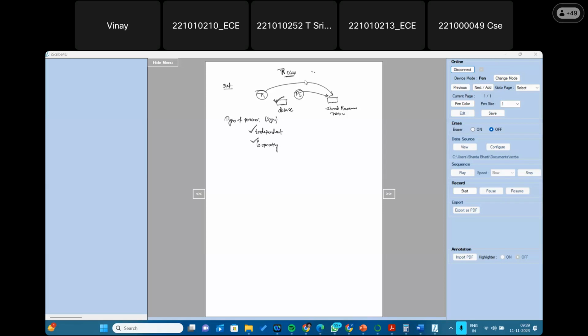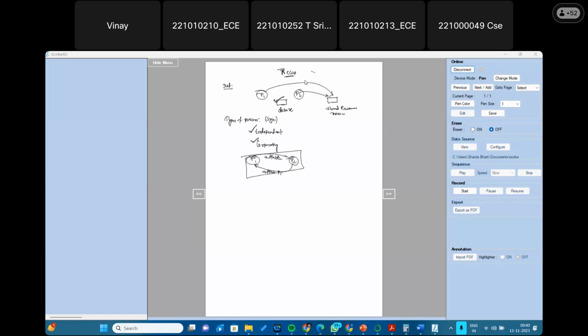Or in other words, you can say that a cooperating process is one that can affect or be affected by other processes executing in the system. For example, if there is a P1 and it affects P2, and similarly P2 affects P1, then we can say that the two processes are cooperating processes.